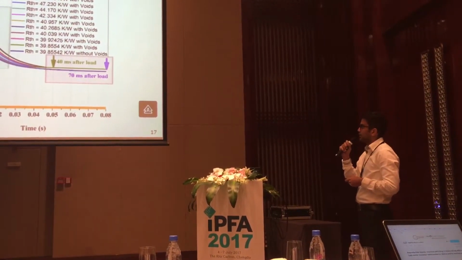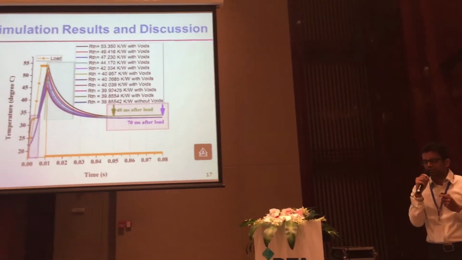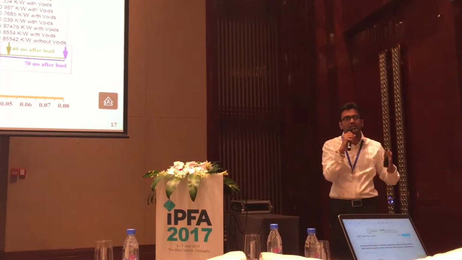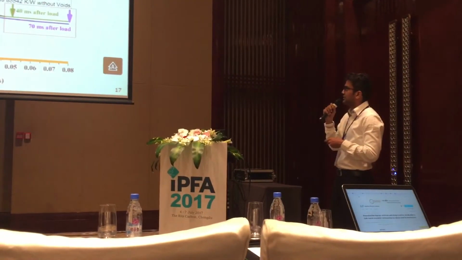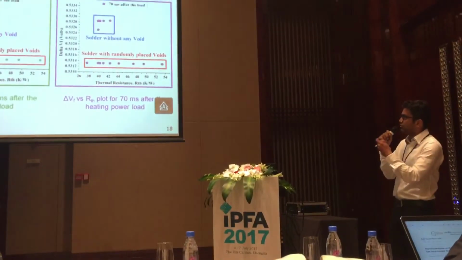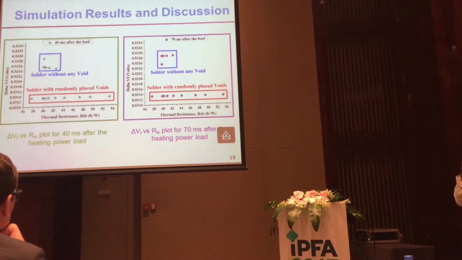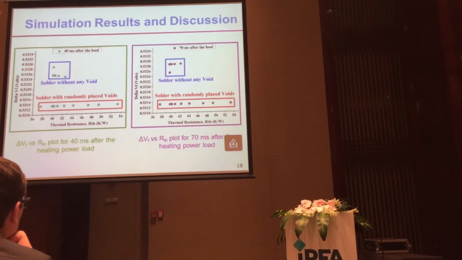So what we see from here is that if we can do our RTH, del VF measurement at an early stage, we can really screen out those diodes. And if we do it at a later stage, it gets mixed up. As we can see, if I extract those RTH values, del VF values for individual 40 milliseconds and 70 milliseconds, I get this kind of curve.